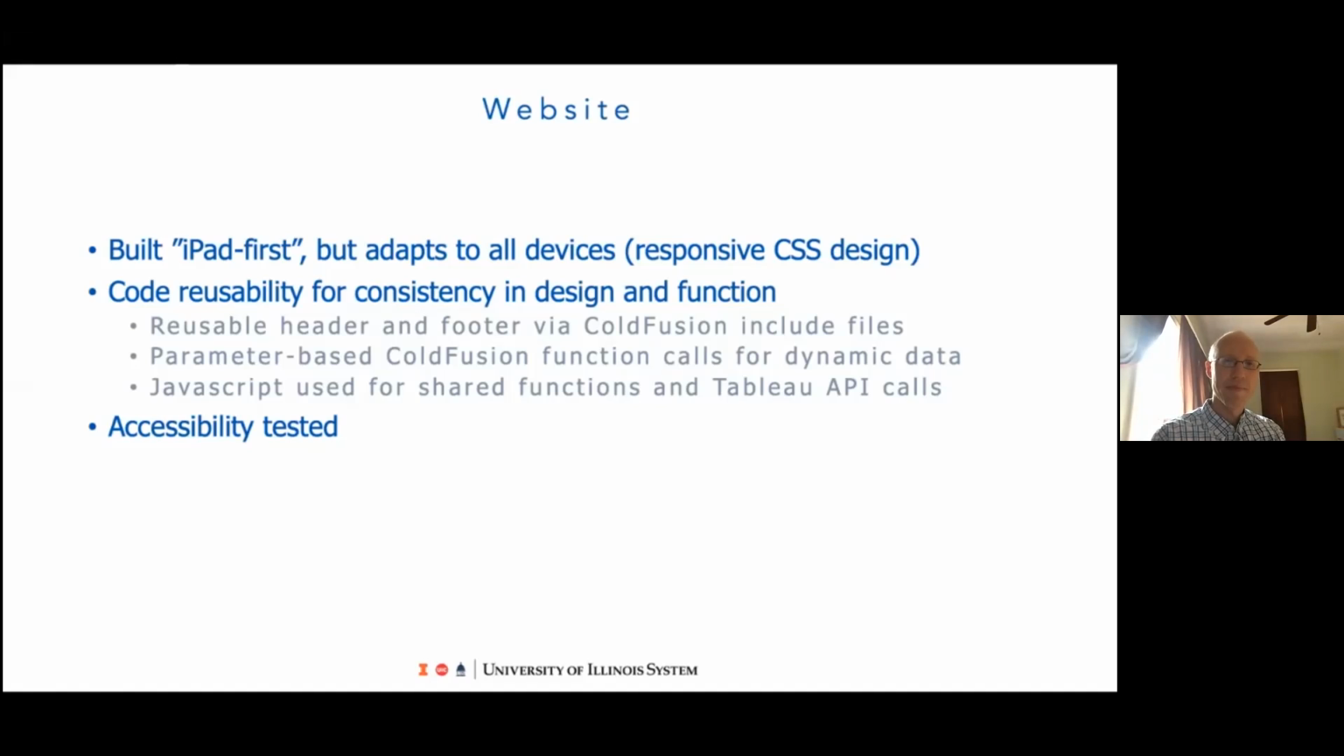We also wanted to make sure that there was plenty of code reuse going on, so that we could be very consistent throughout the site and the way it's designed and functions. We have reusable headers and footers, and that's done with ColdFusion. We also have function calls with parameters in ColdFusion for any dynamic data that we may bring in from our database. And finally, JavaScript is used a lot for various functions of the site, and also for actually bringing in the Tableau dashboard in an iframe with an API call to the JavaScript API.